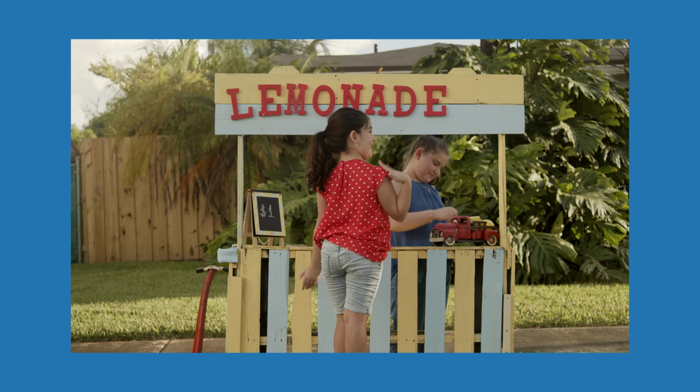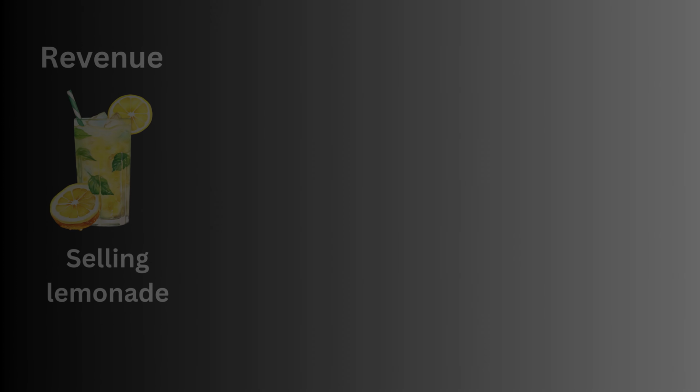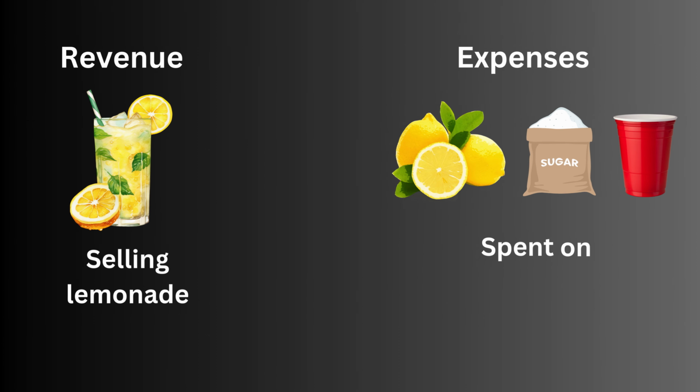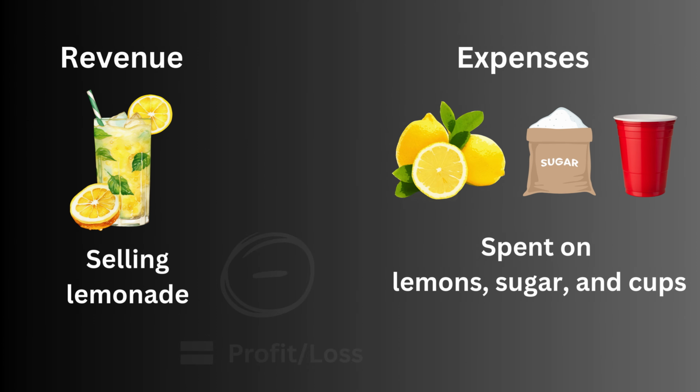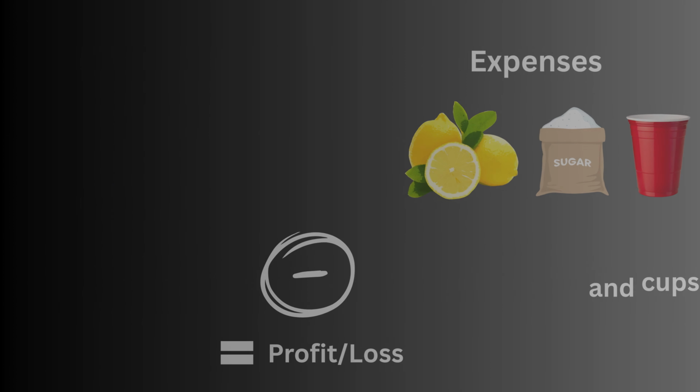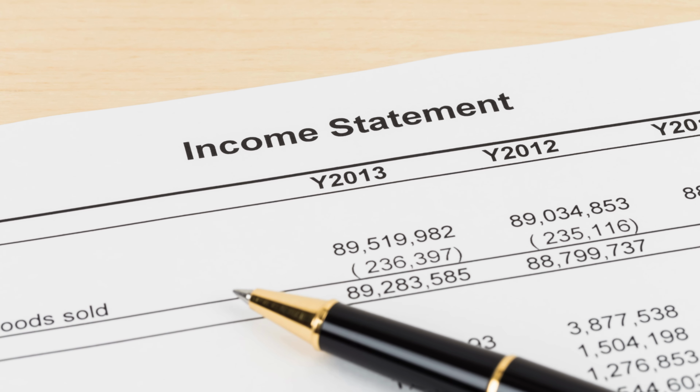Think back to our lemonade stand. The income statement would show how much money you made from selling lemonade, your revenue, and how much you spent on lemons, sugar, and cups, your expenses. The difference between these two is your profit, if your revenue is higher, or your loss, if your expenses are higher.